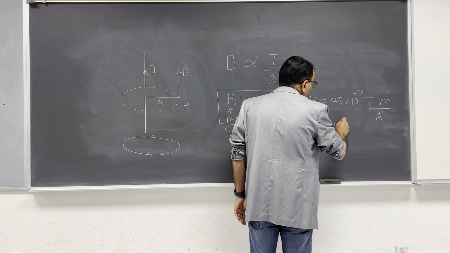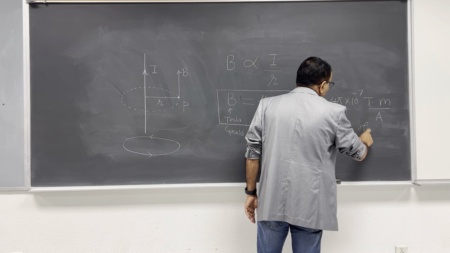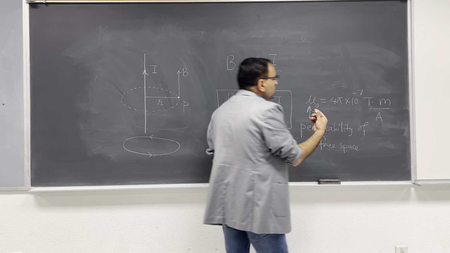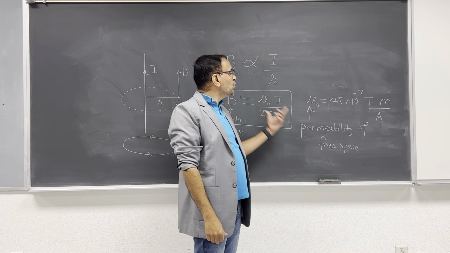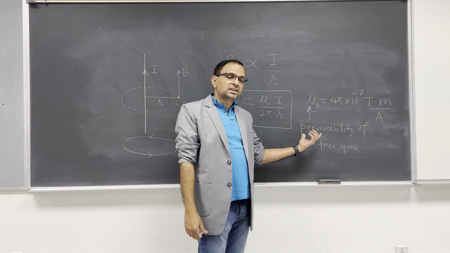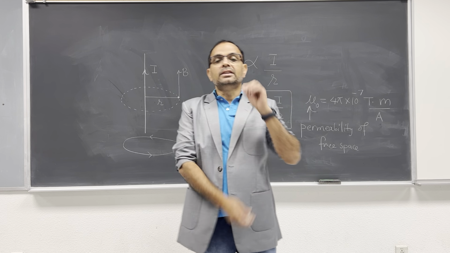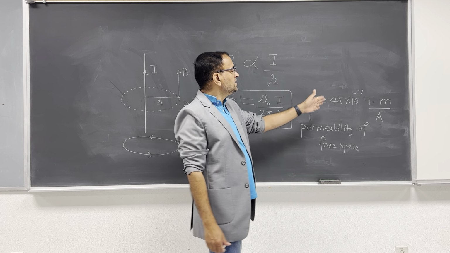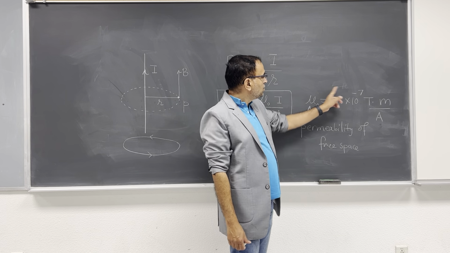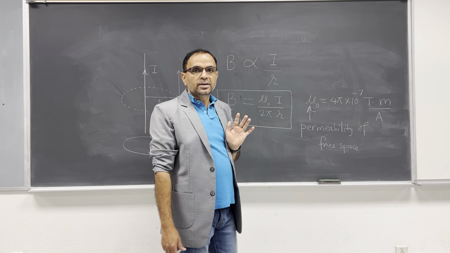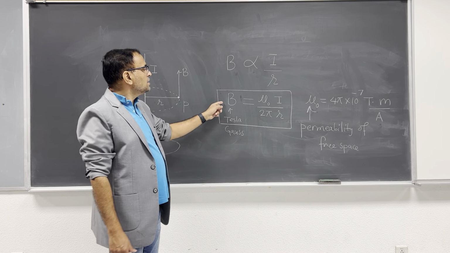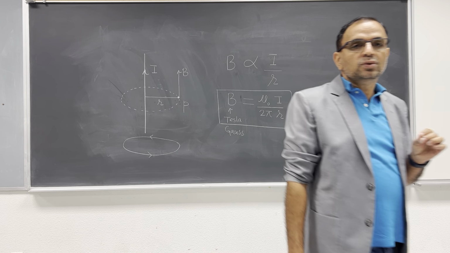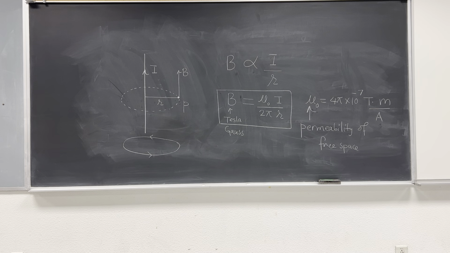permeability of free space. What is permeability then? This is the response of the medium, here it is the free space, the response of the medium to the magnetic field. That is what we call the permeability. So permeability is 4 pi times 10 to the power negative 7 Tesla meter per ampere. So this is the one formula to calculate the magnetic field, the magnetic field due to the current carrying conductor.